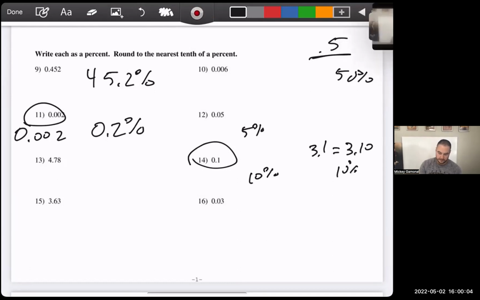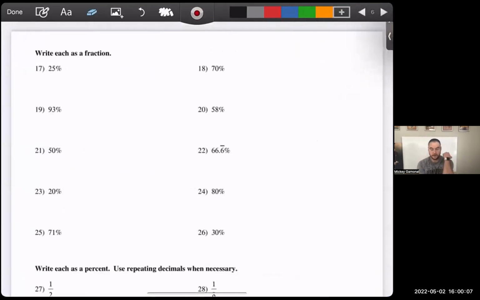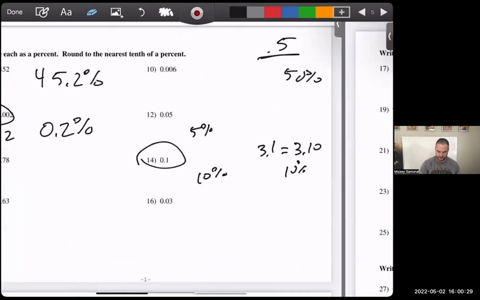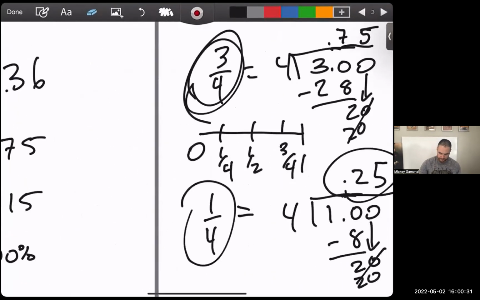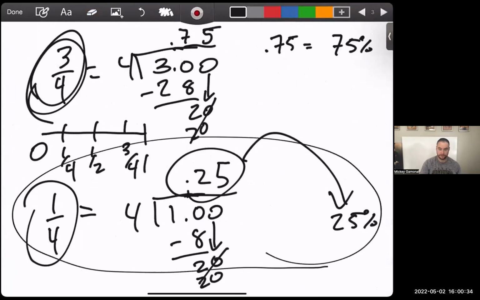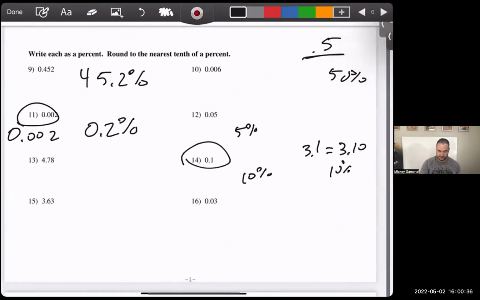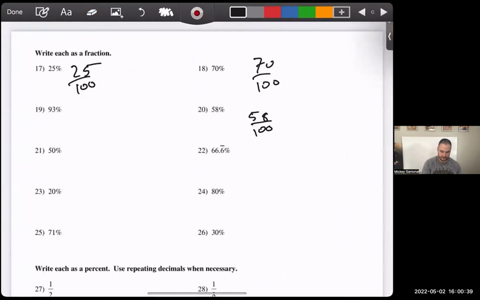Okay. Next one. Write each one as a fraction. Now this, a lot of background knowledge is going to help you a ton. But if we were to just write this as a fraction, you're just going to write each one out of 100. 70 out of 100, 58 out of 100. But if you really want to be good with your fractions, you have to be able to reverse this. So we talked about 25% earlier. You'll see it right here. 25% is 1/4.